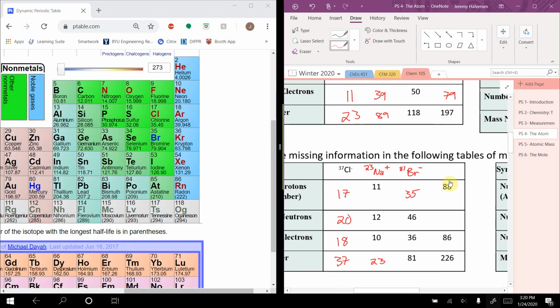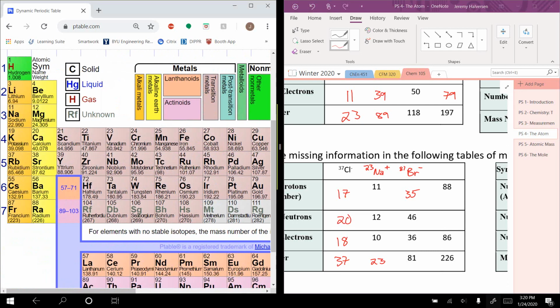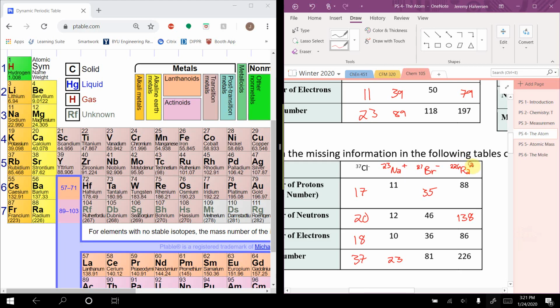88 protons will be radium. You know, it's 226 because they give us the mass number. The number of neutrons is the difference between the mass number and the protons, so 138. And then 88 protons, 86 electrons means we're deficient 2, so that's a 2 plus.